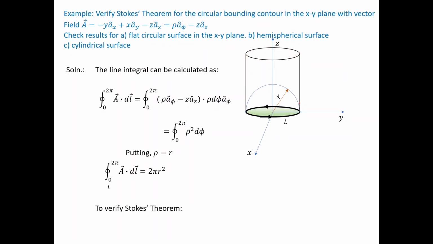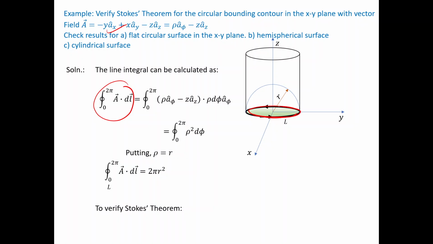Let's say this is surface A, this sphere is surface B, and this cylindrical one is surface C. Then let us verify Stokes theorem separately. For all three surfaces, they have a common boundary, which is L. Now let us find the circulation of vector A using the line integral.